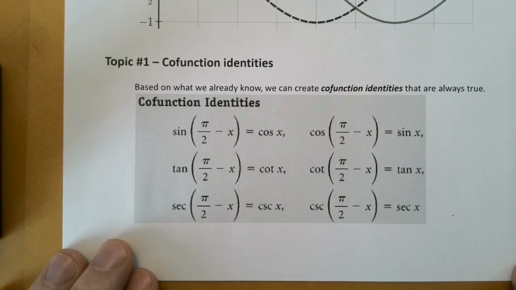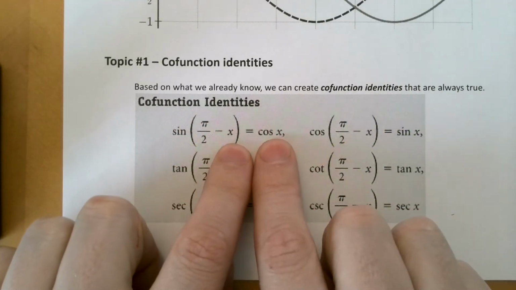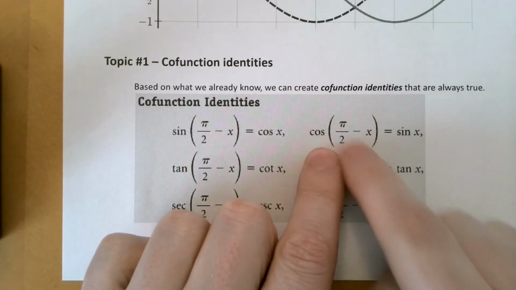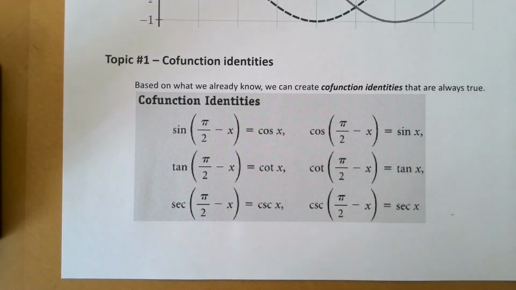All right, so here are the identities. Note they're written in a slightly different form. So if we do sine of pi halves minus x, we get cosine x. If we do cosine of pi halves minus x, we get sine x. So these are the cofunctions, and they're always true.